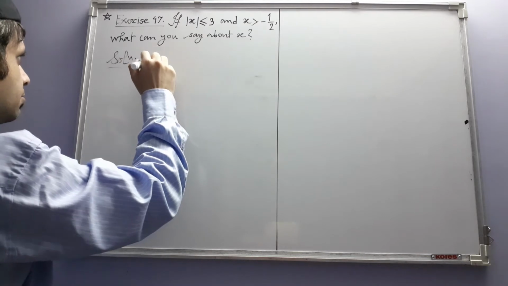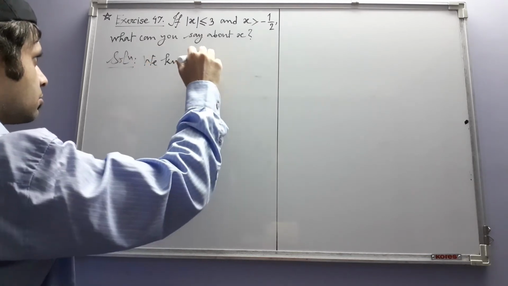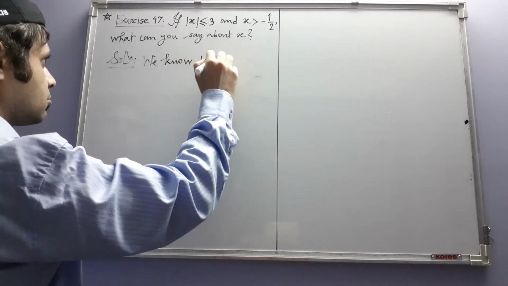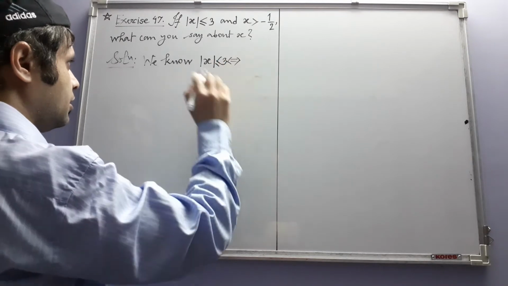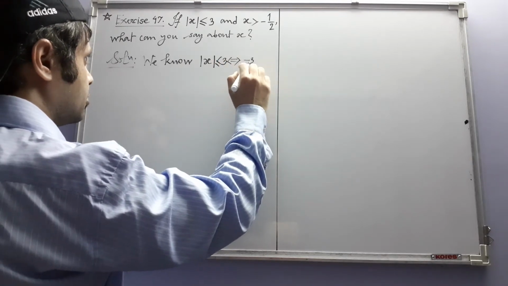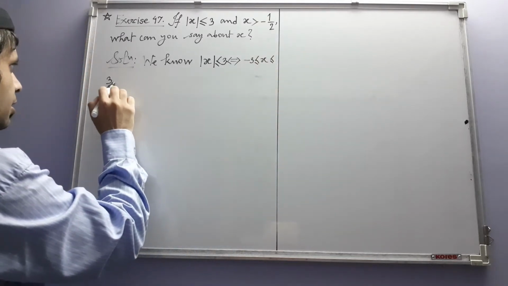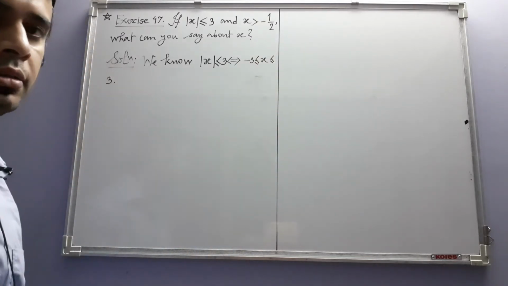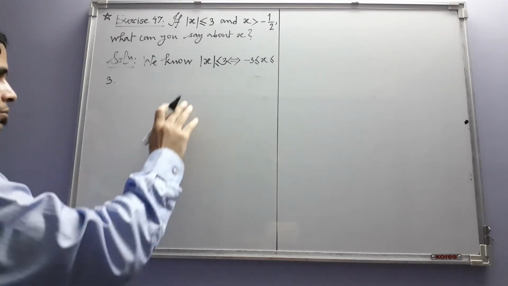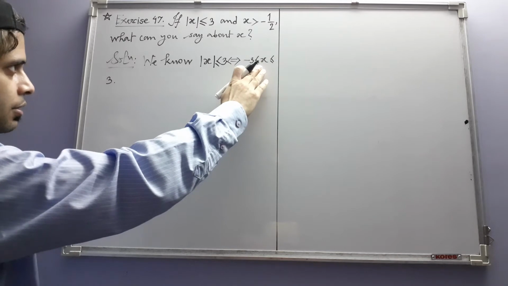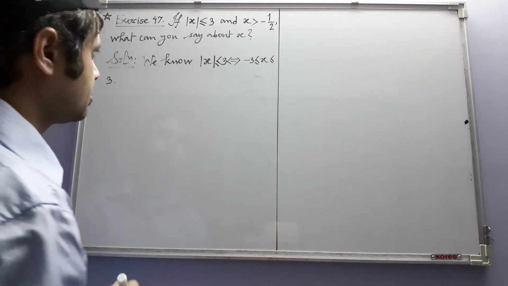We know that this is equivalent to these inequalities, that x must lie between -3 and 3. It can take the values -3 and 3 also, but it will not exceed 3, and at the same time it will not be strictly less than -3.